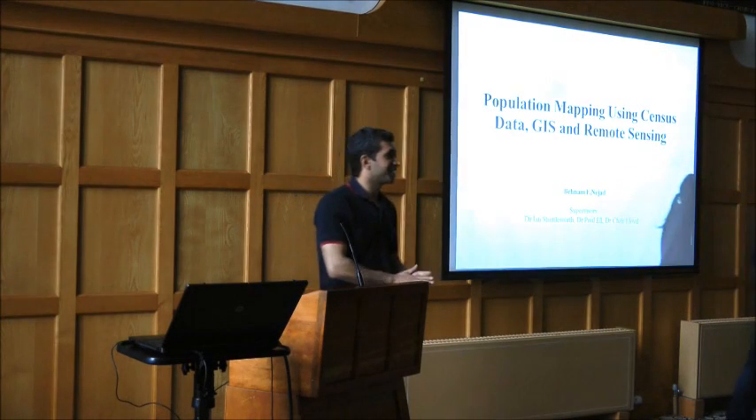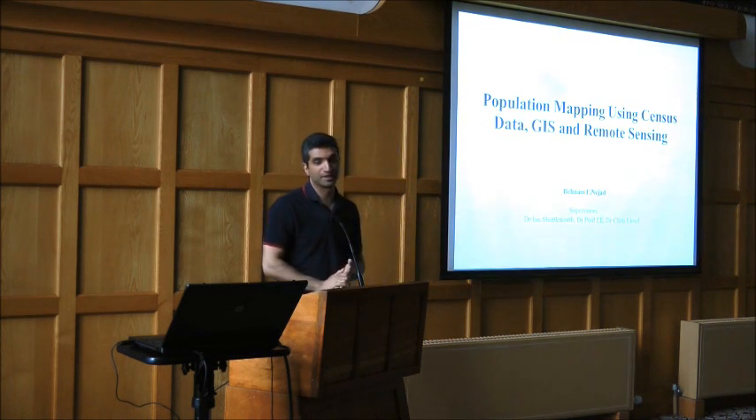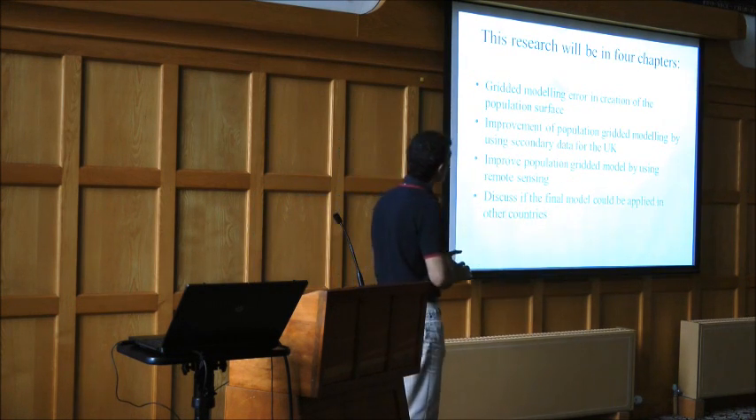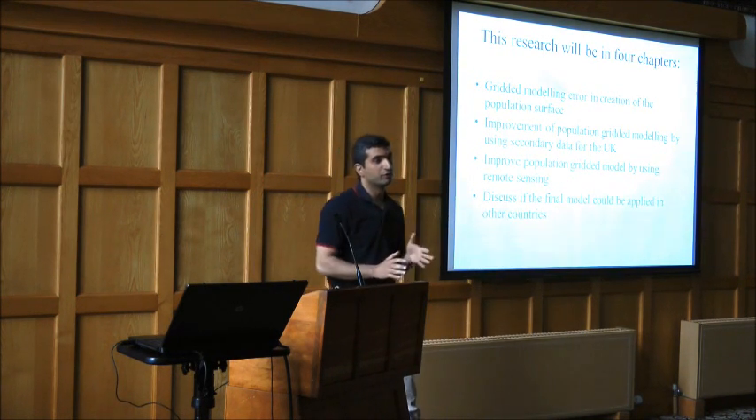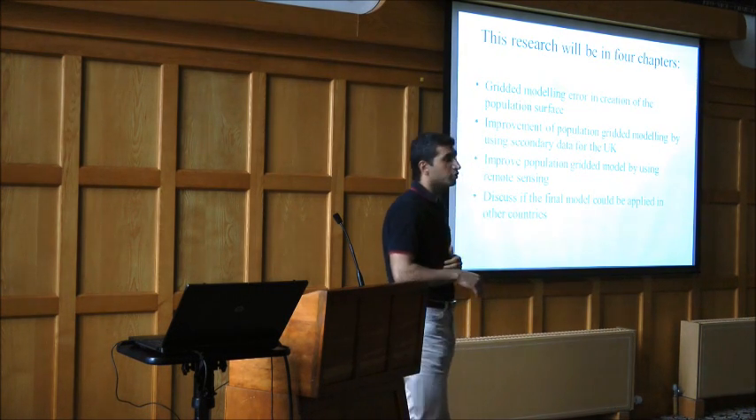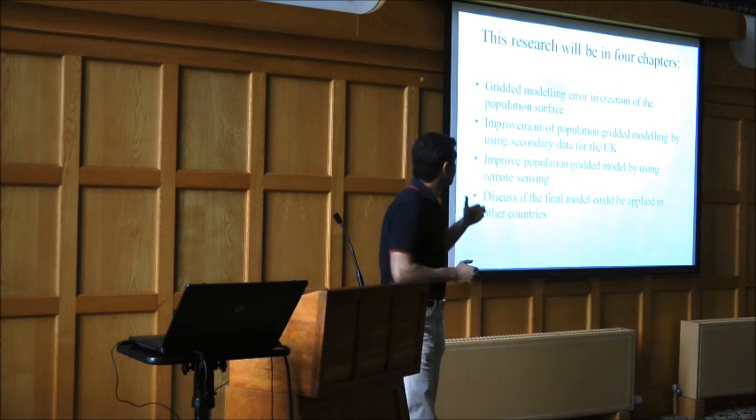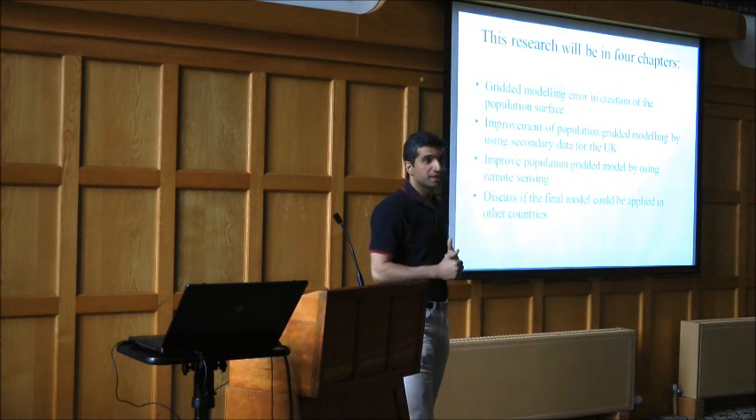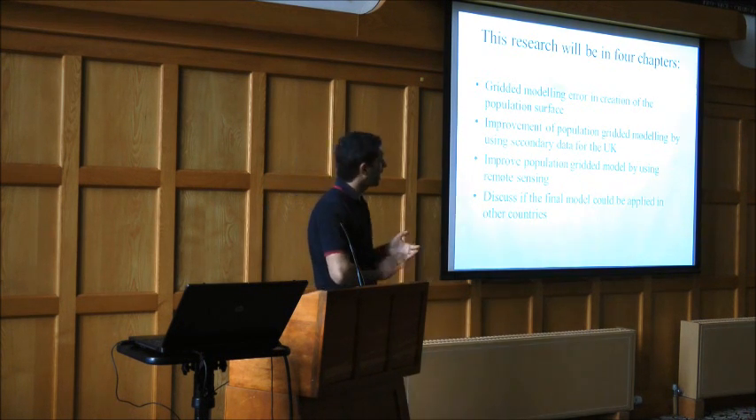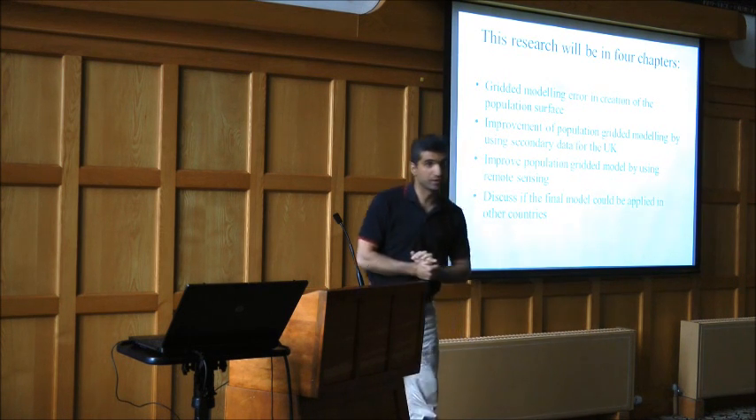Good morning. My research is population mapping using census data, GIS, and remote sensing. This research will be in 4 main chapters. First of all, looking for the errors in the previous model, and then trying to improve that for the UK by using secondary data, and then improving the model by using remote sensing for the areas where secondary data is not available, and discussing whether this model can be used in other countries.